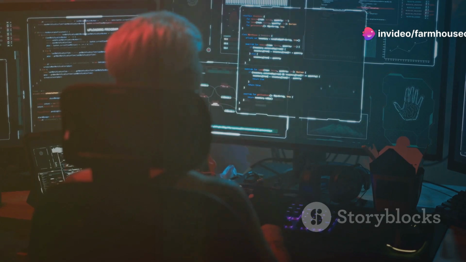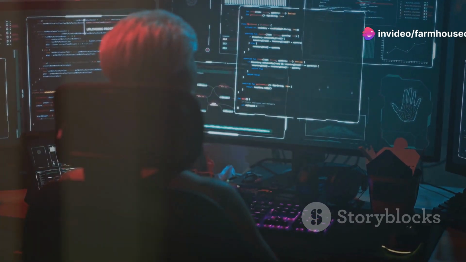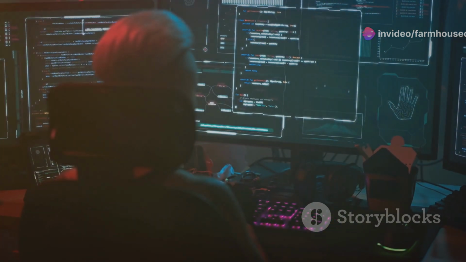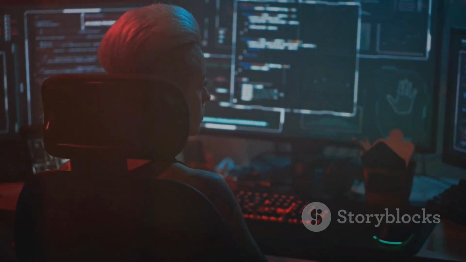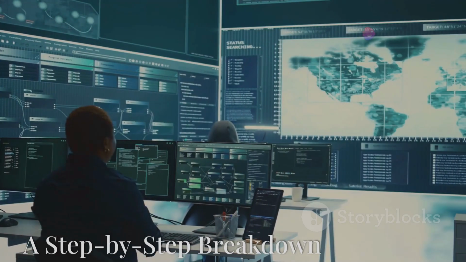The hacker can now see everything: your login credentials, credit card details, the works. They can use this information for identity theft, financial fraud, or even sell it on the dark web.